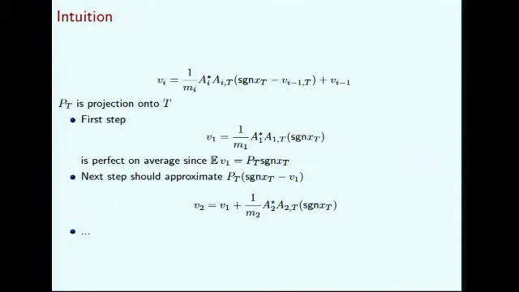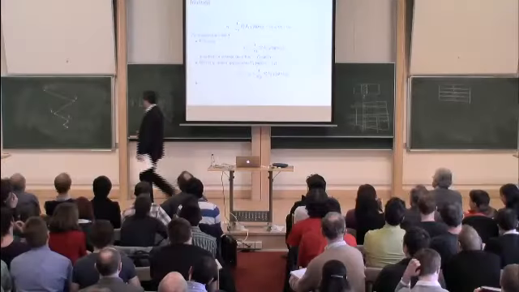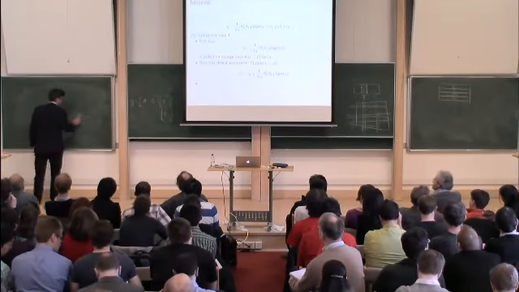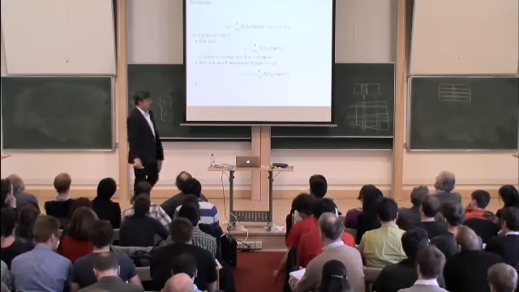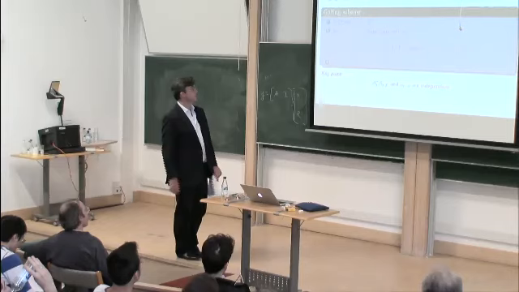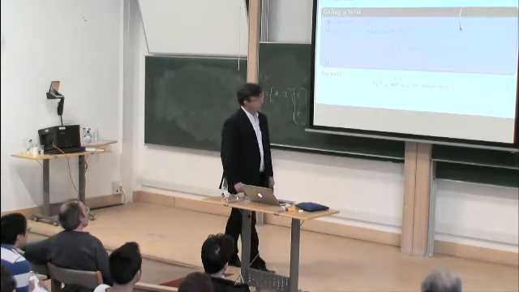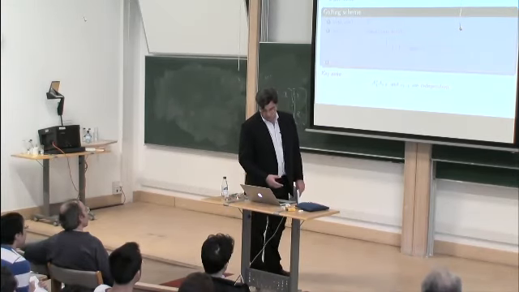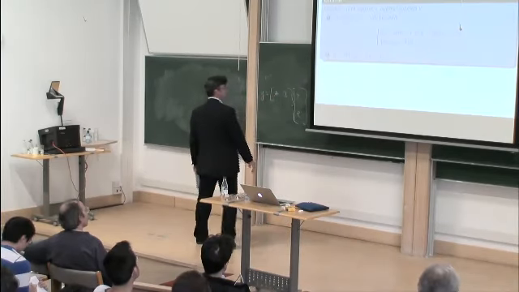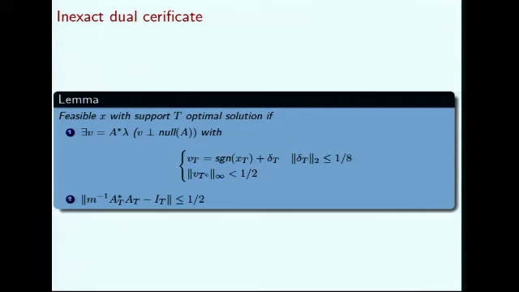Okay, so I'm going to try to write somewhere. By construction, of course, this dual certificate is going to be orthogonal to the null space of A, since it's a linear combination of the rows of A, so it's in the row space of A. Now we need to show that it's actually close to the sign, so that this golfing scheme is going to bring me close to the sign, and that the norm outside of the support is less than 1/2.